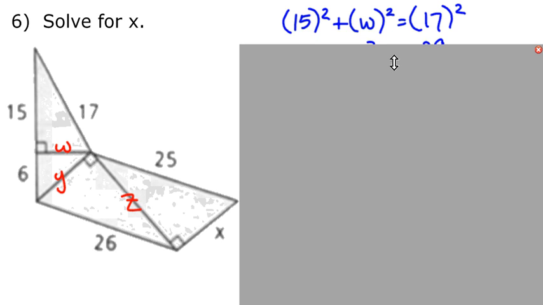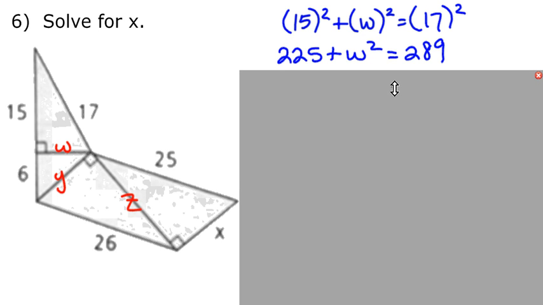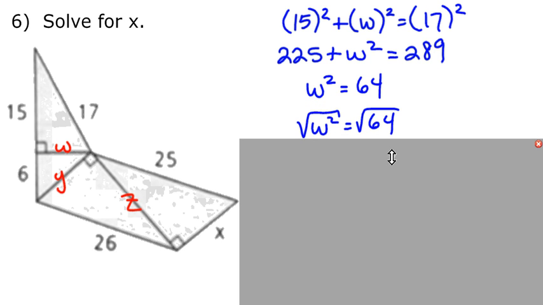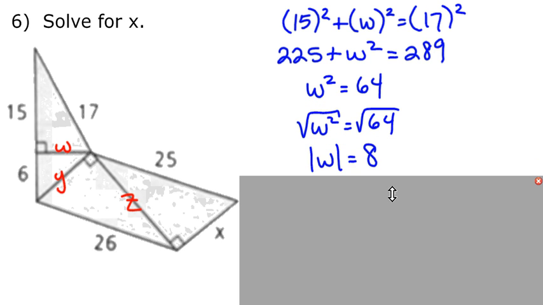Well, by definition, the sum of the two legs squared equals the hypotenuse squared. Solving for w, I've got the absolute value of w equals 8. If I go left and right the distance, remember, I'm going to have a negative 8, and I can't have a negative for a length, so we're going to use 8 for the length of w.